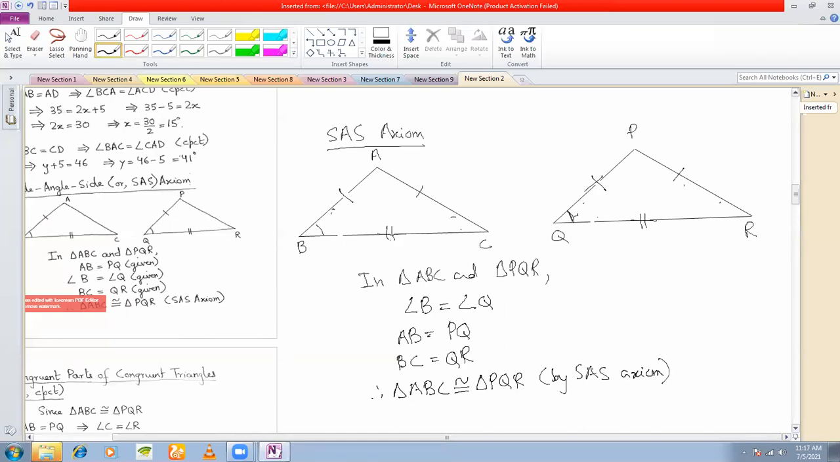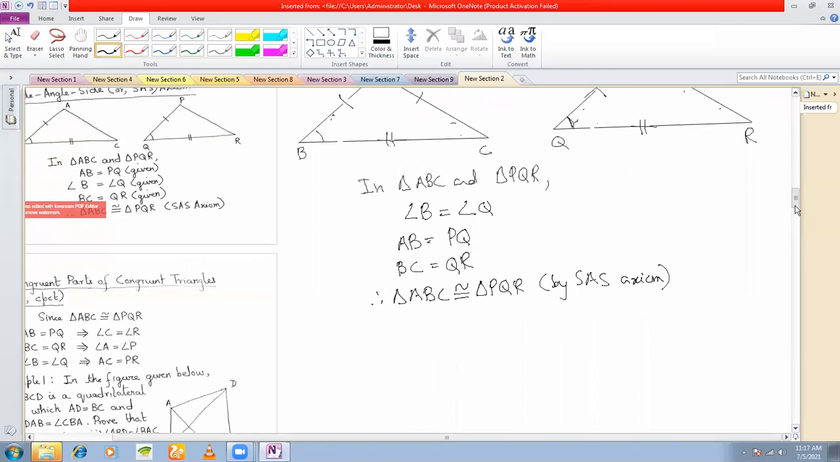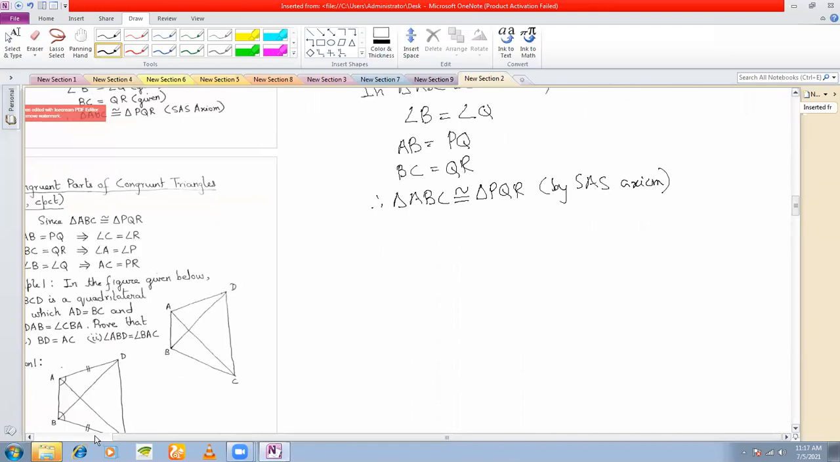Okay, side angle side. See that A is written in between. A is written in between because this angle must be between these two sides. Okay, so that is what it means. So let's see a problem from SAS.